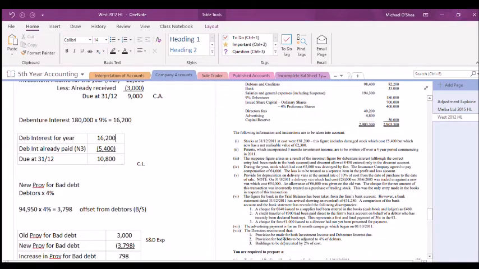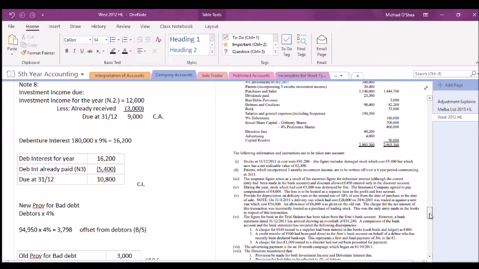There's two more parts to deal with. Provision for bad debts to adjust to 4% of debtors. Well, my debtors figure from my note number 6 is 94,950. So 94,950 is my debtors figure. The bad debts is at 4%, so that amounts to 3,798. Again, this is offset. My provision for bad debtors offset from debtors in the balance sheet.